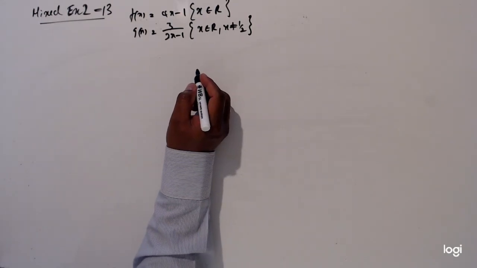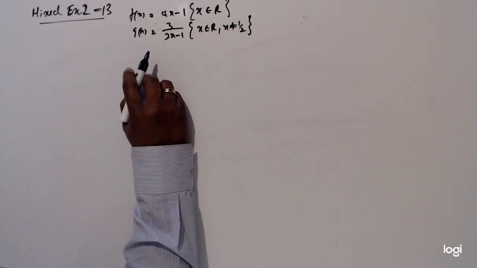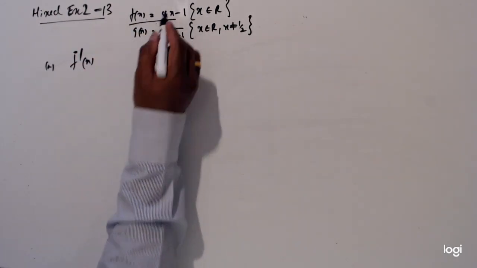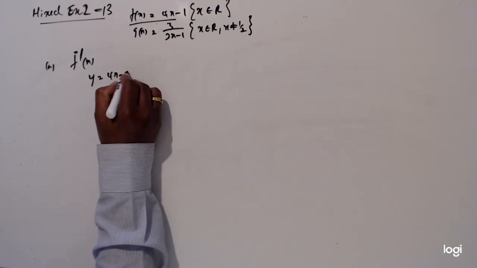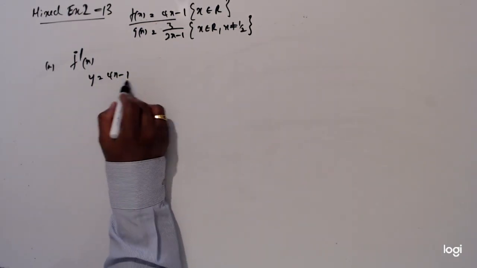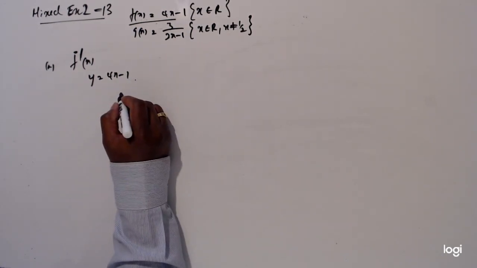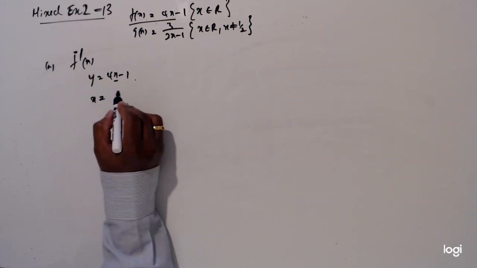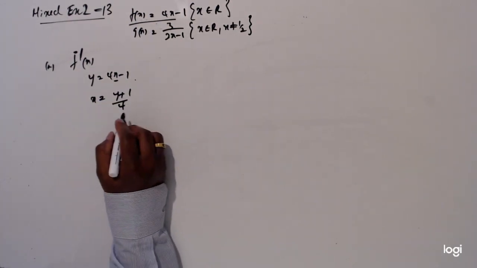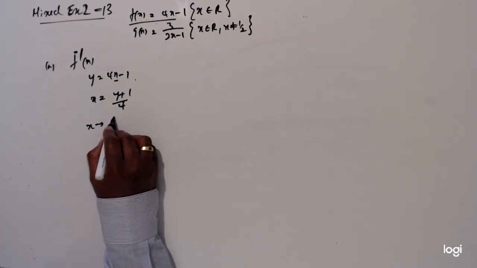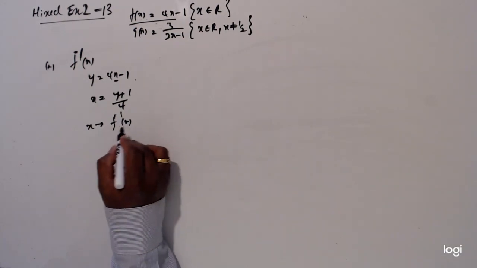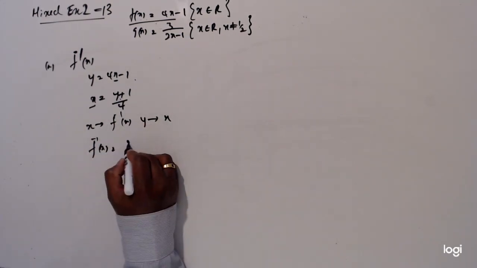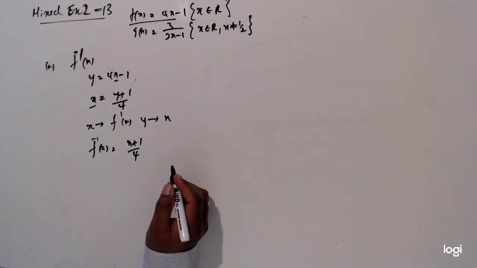Question number 13. This is f(x) and g(x). We need to find part A, the inverse function f inverse x. So I will write y equals 4x minus 1. This is a line, it means it's one-to-one, so we can find the inverse function. I'll make x the subject, and then x goes to f inverse x, and y becomes x. So f inverse x is x plus 1 over 4. So this is the inverse function.